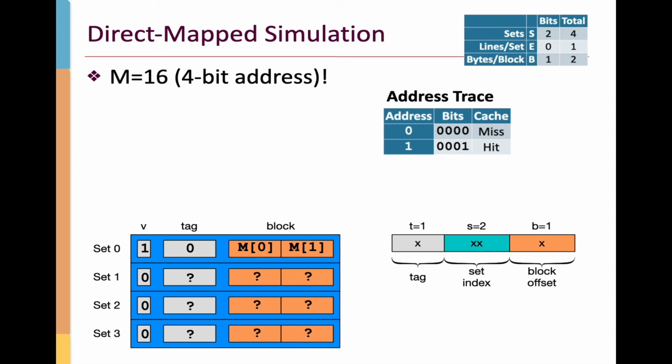The previous access at location 0 brought in this block of 2 bytes, and that meant that when we went and asked for address 1, that was already here in the cache from the previous memory access.